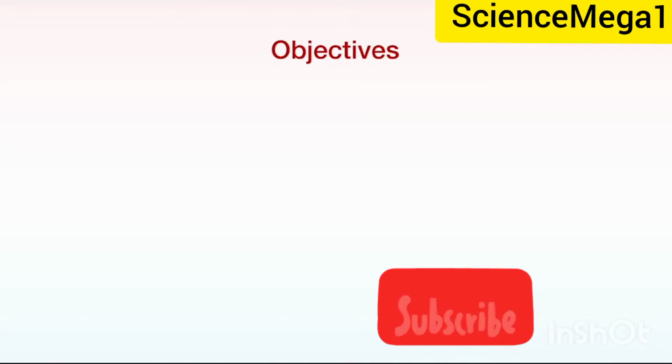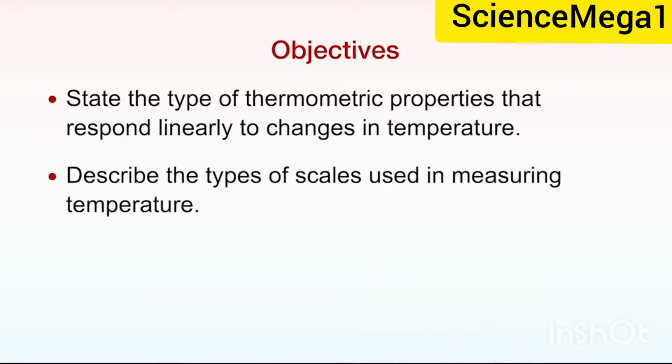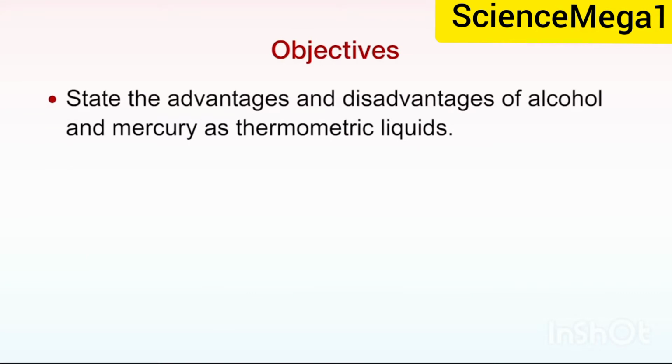By the end of this lesson, you should be able to state the types of thermometric properties that respond linearly to changes in temperature. Describe the types of scales used in measuring temperature. Describe the different types of thermometers used for measuring temperature and the type of scales used by these thermometers. State the advantages and disadvantages of alcohol and mercury as thermometric liquids.